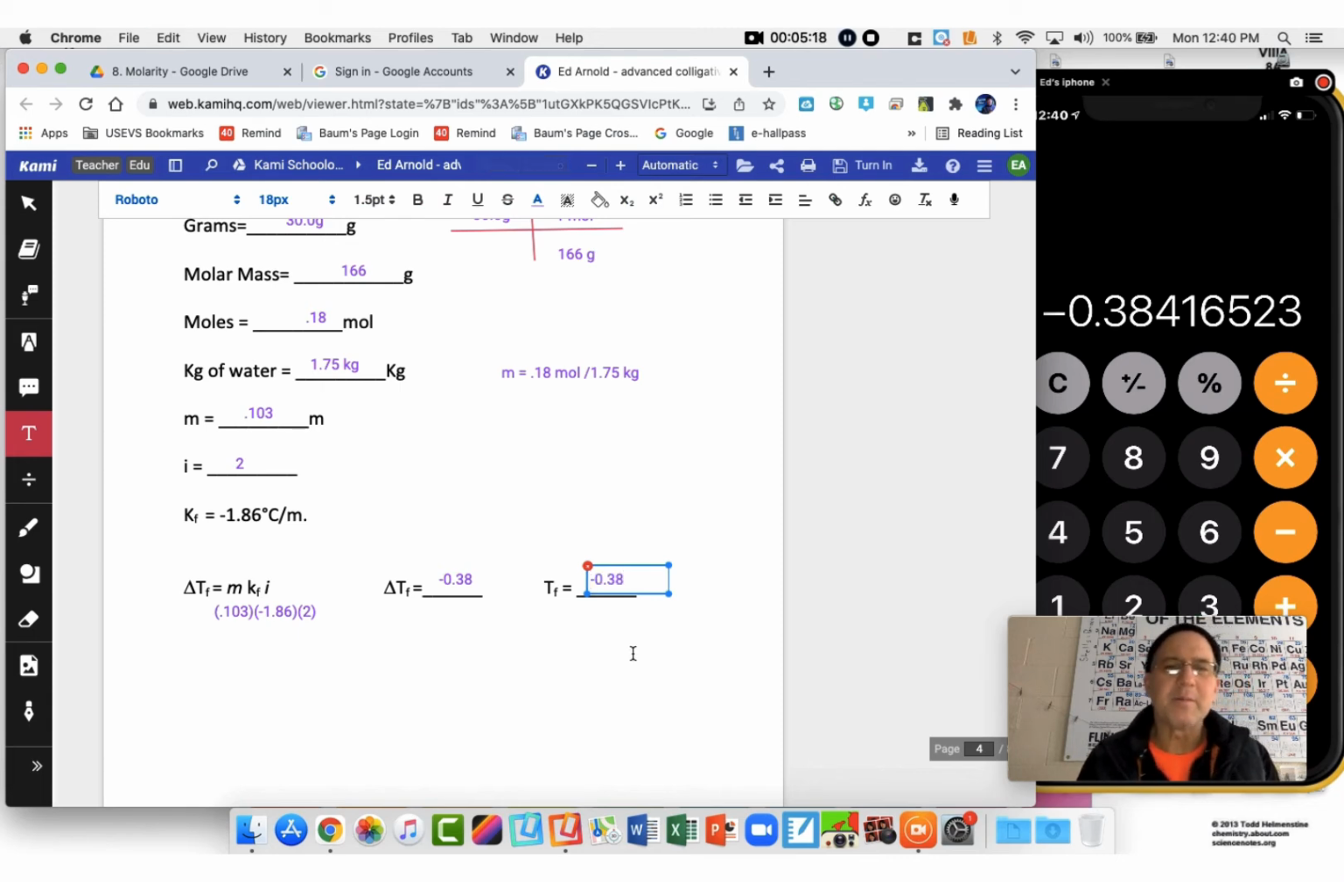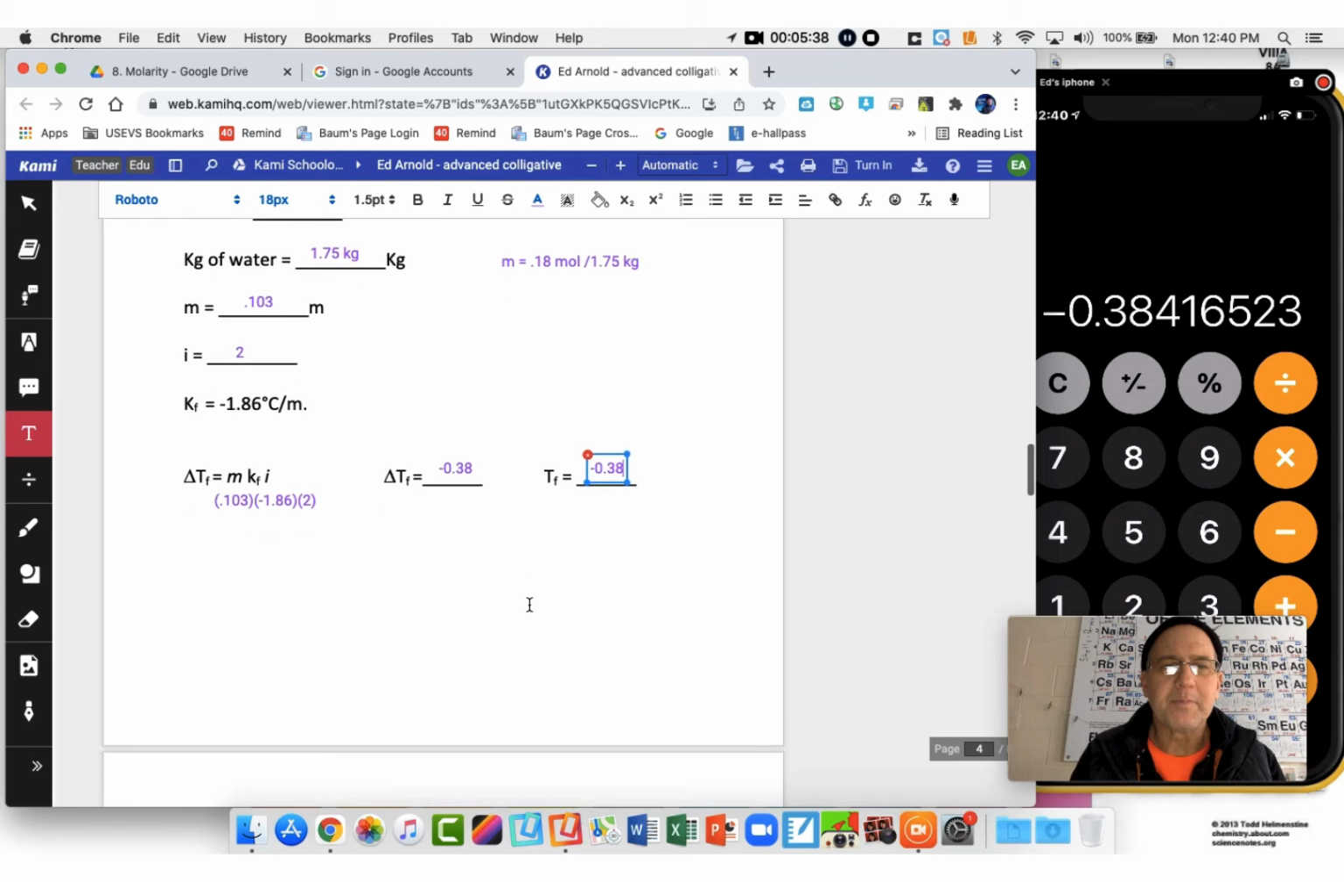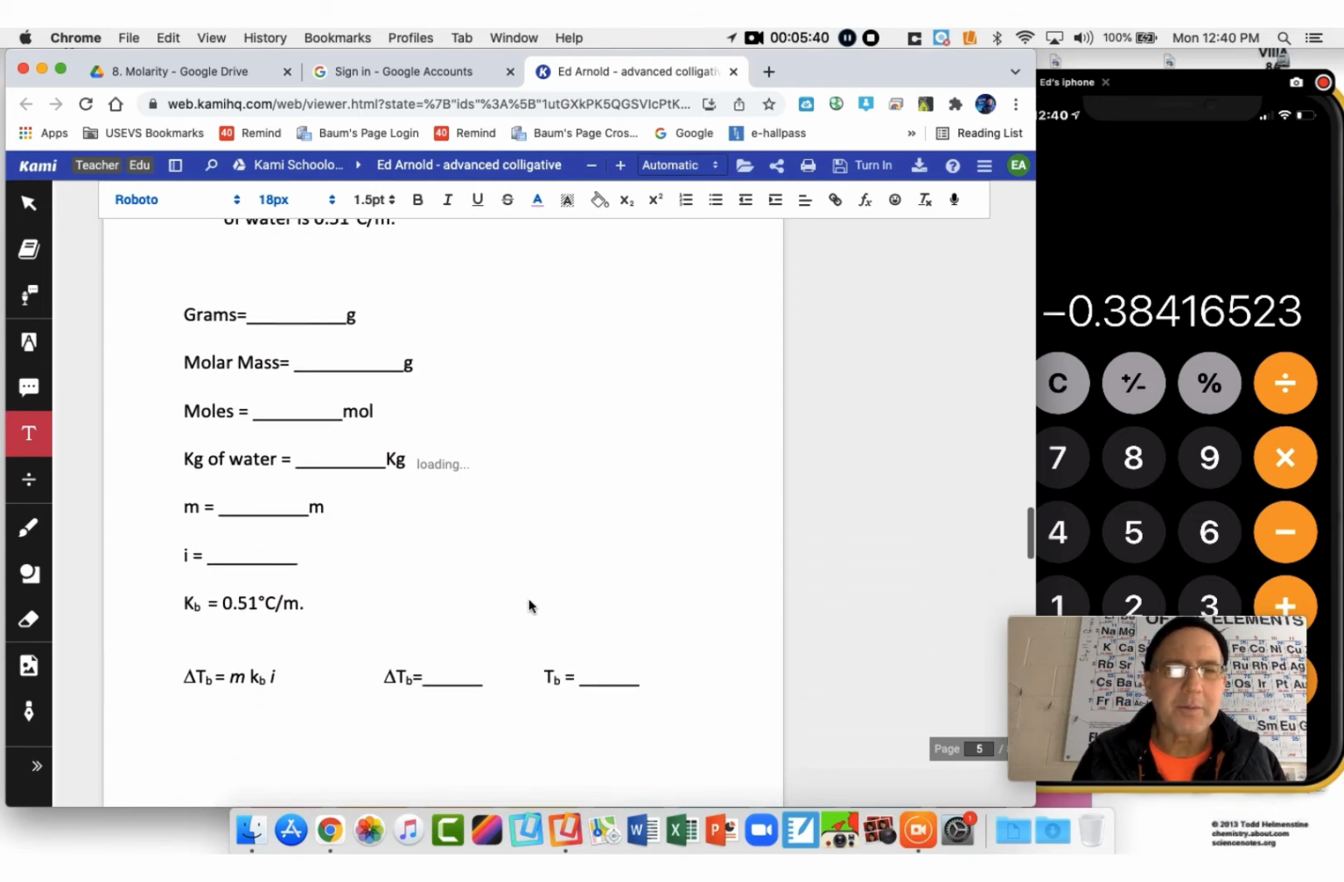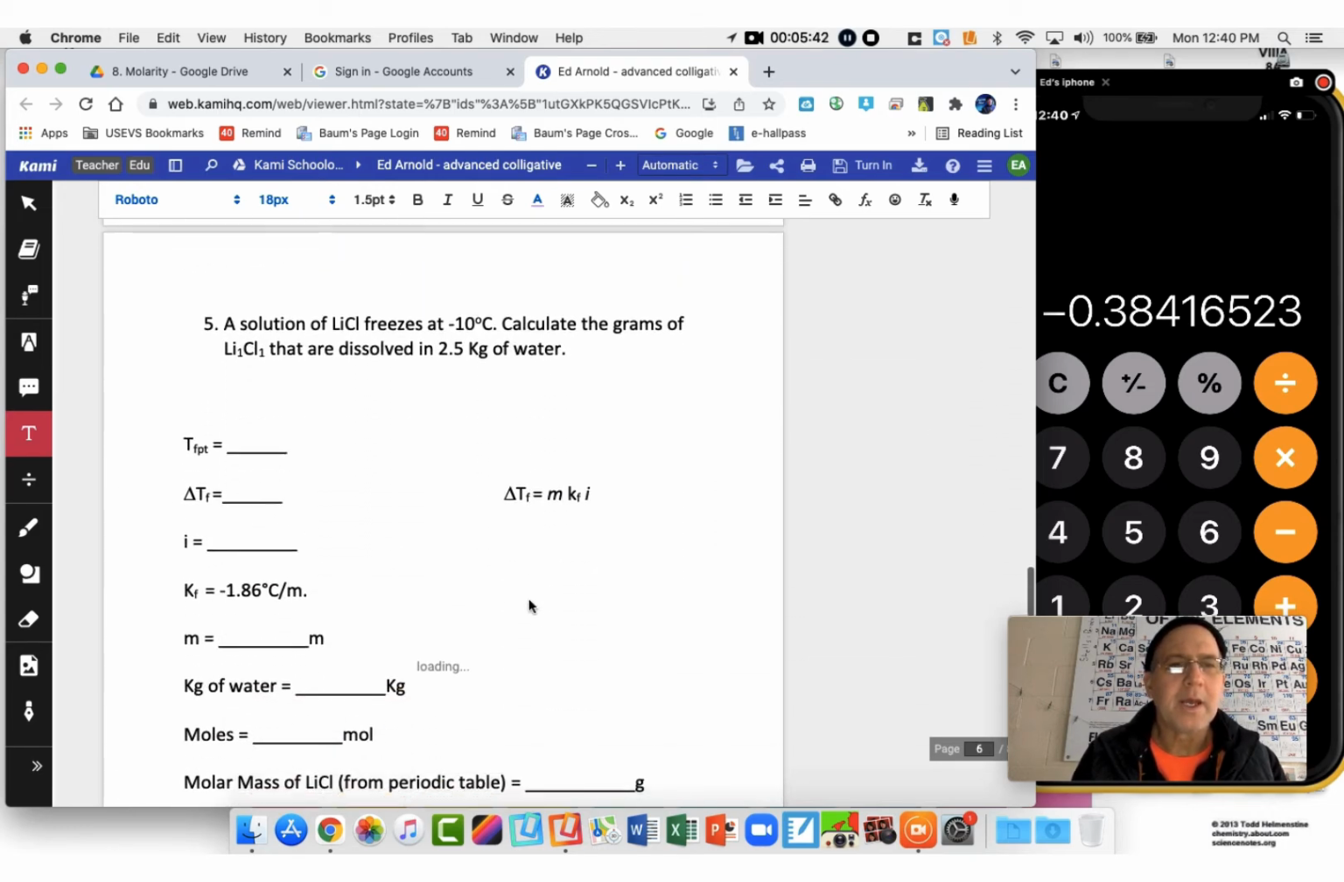Now the next problem is the one you're going to do. So we set up just like this, except it's going to be the boiling point. And so make sure when you get to this last step, the boiling point is going to be plus 100. So whatever that number will be there for delta Tb, add that to 100, and that should be your answer. All right, next problem. There's your problem you're going to do. And I'm going to do number 5.